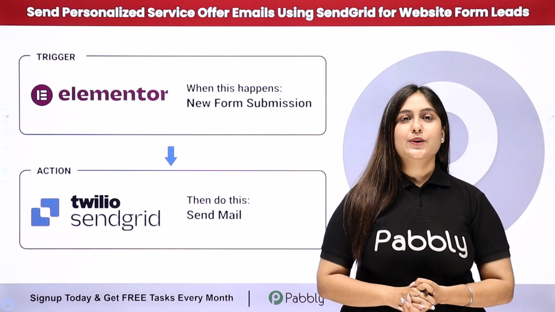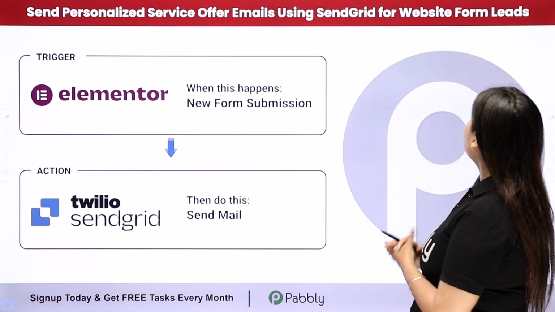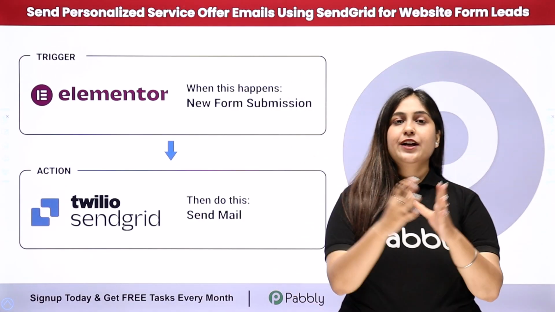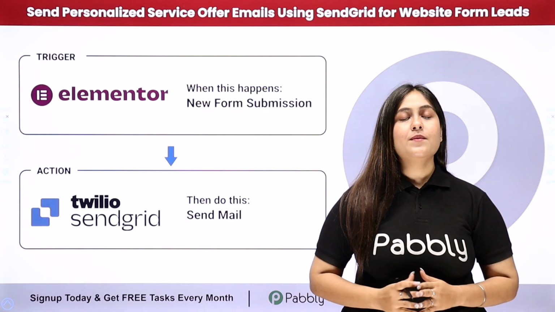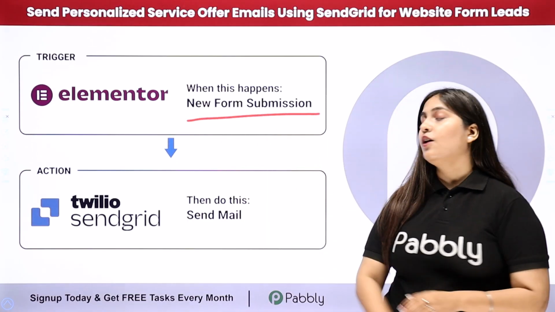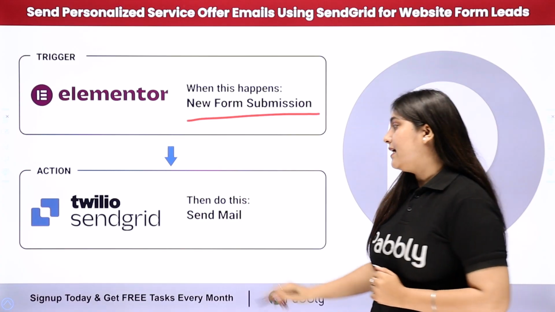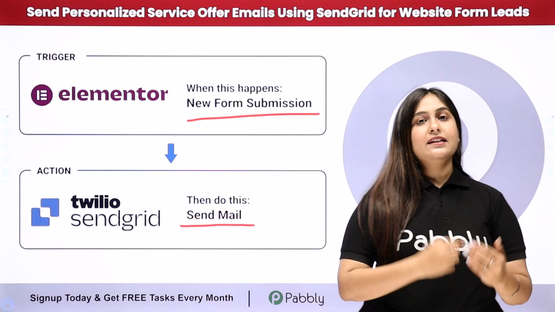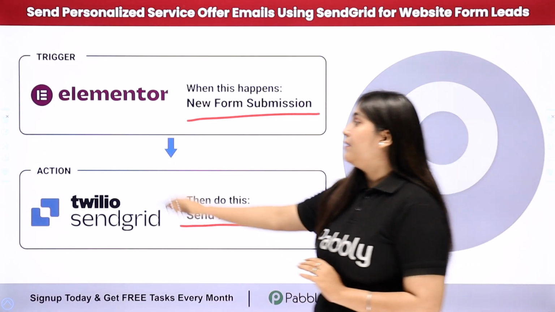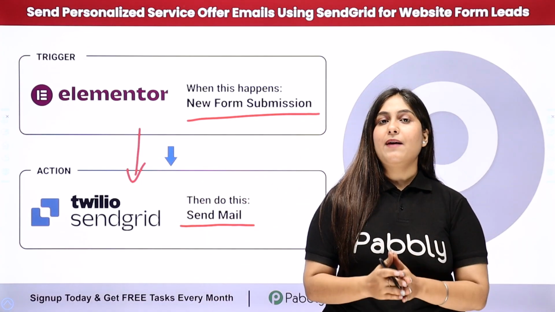In this video, we are going to understand how to send personalized service offer emails using SendGrid for website form leads. So here I've created a website form using Elementor Forms, and here my objective is, as soon as I receive a new form submission, then automatically I want to send an email to my lead via SendGrid. So now here to automate the entire process, I need to connect my Elementor with my SendGrid account using an automation software named Pabbly Connect.